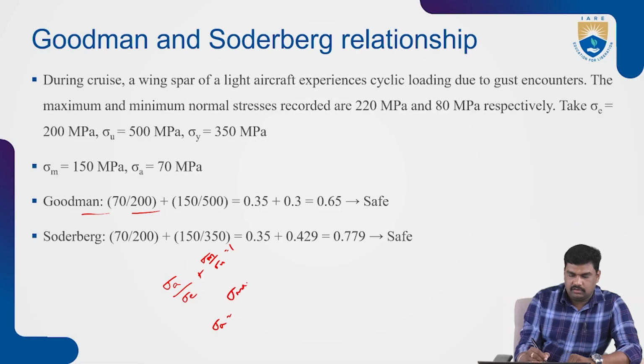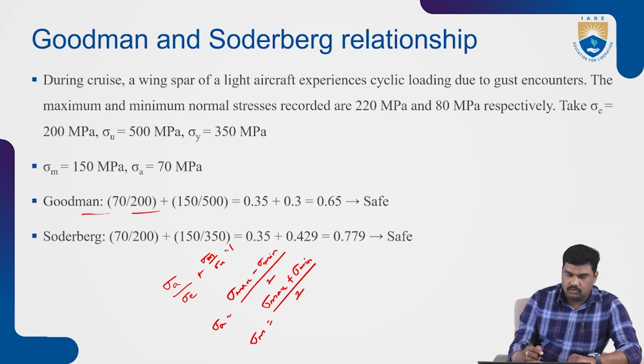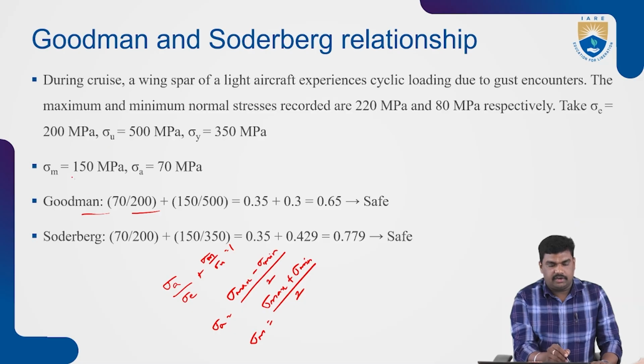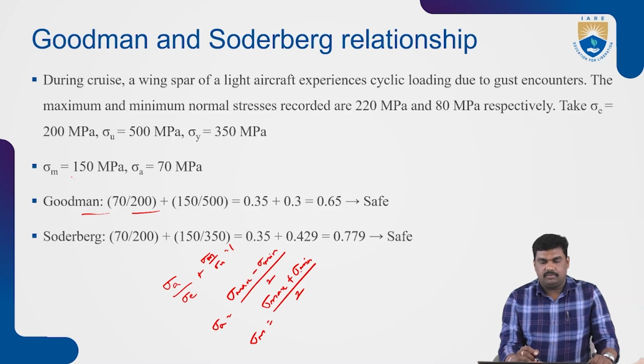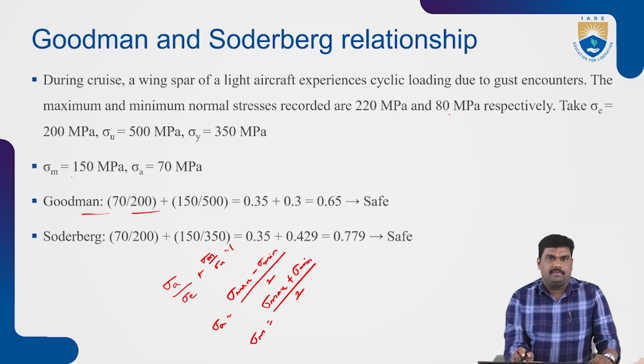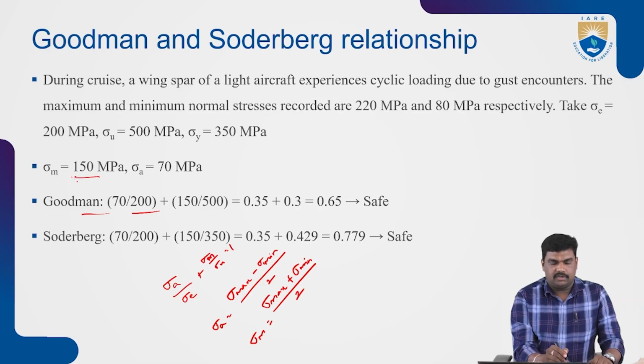That is sigma max minus sigma minimum, divided by 2. Your mean stress is sigma max plus sigma minimum, divided by 2, right? So now the stress amplitude and the mean stress you can calculate, and that is what we are calculating here. Sigma mean is equal to sigma max plus sigma minimum, that is 220 megapascal plus 80 megapascal. If you add that, you get 300 megapascal, divided by 2 is 150 megapascal. So the mean stress is 150 megapascal.